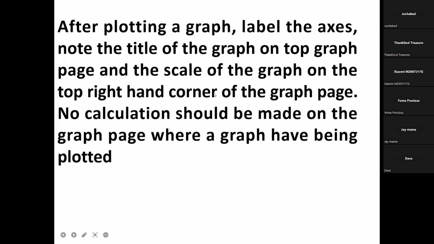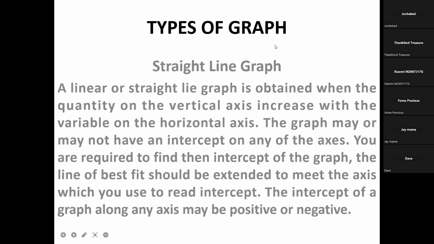Now, let's go to the next slide. We want to look at types of graph. We have several types of graph. We have a straight line graph, which you will come across mostly in physics practical. We can call it a linear graph or a straight line graph. A linear graph is obtained when the quantity on the vertical axis increases with the variable on the x-axis.